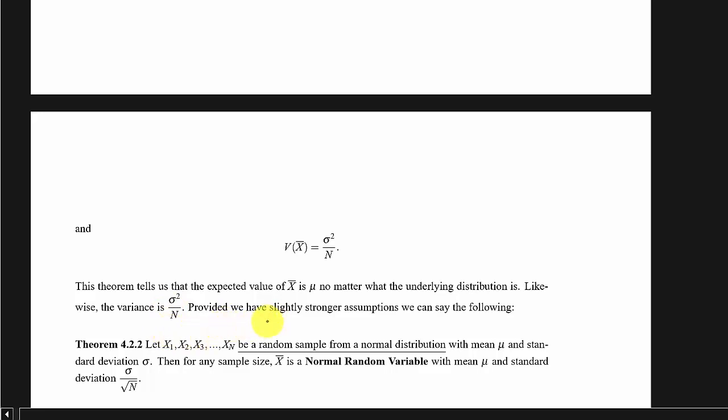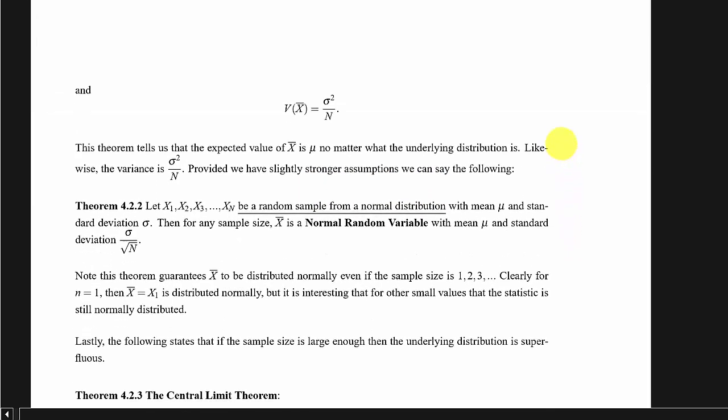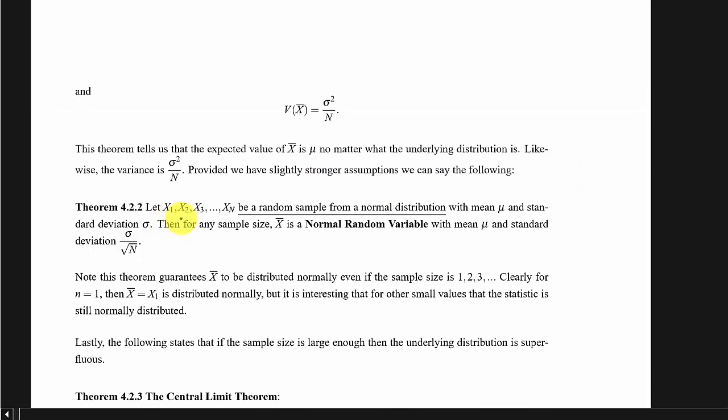Provided we have slightly stronger assumptions, we can say the following. Let x1 to xn be a random sample from a normal distribution with mean mu and standard deviation sigma. Then, for any sample size, x bar is a random variable with mean mu and standard deviation sigma over square root of n.